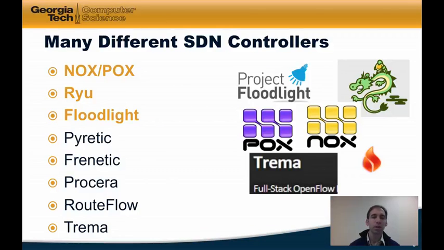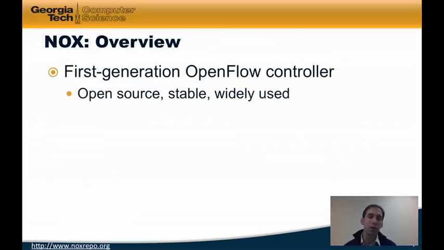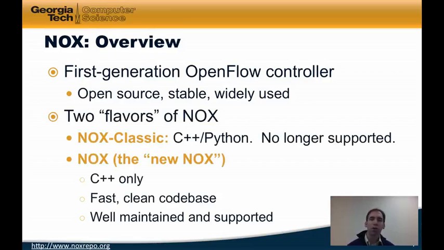In the rest of this lesson, we'll take a closer look at the 4 SDN controllers that are highlighted here. We'll look at Nox and the Python variant of that, Pox, Ryu, and Floodlight. Nox is a first-generation OpenFlow controller. In fact, the early version of Nox was the first OpenFlow controller. Nox is open source, it's stable, and it's widely used. There are 2 flavors of Nox, one called Nox Classic, which is written in C++ and Python and is no longer supported.